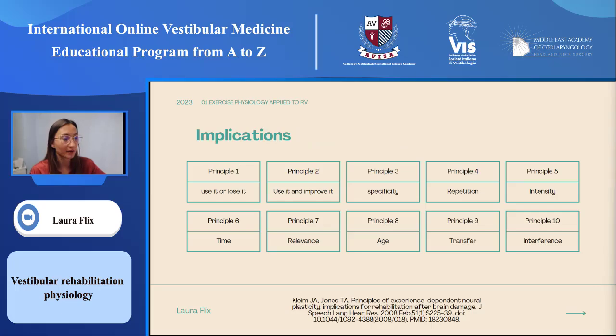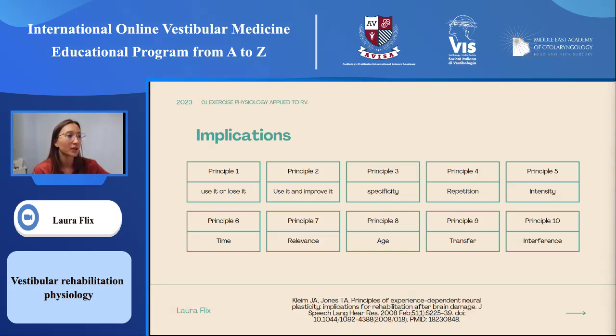So to summarize all these implications, we have 10 principles that are described for neurological rehabilitation. But of course, besides being described for neurological rehabilitation, they can also be applied to vestibular rehabilitation. So principle 1 is use it or lose it. If we don't use this new ability that we have learned with the motor improvement and all those changes in the central nervous system or the peripheral nervous system, it will eventually disappear, no?